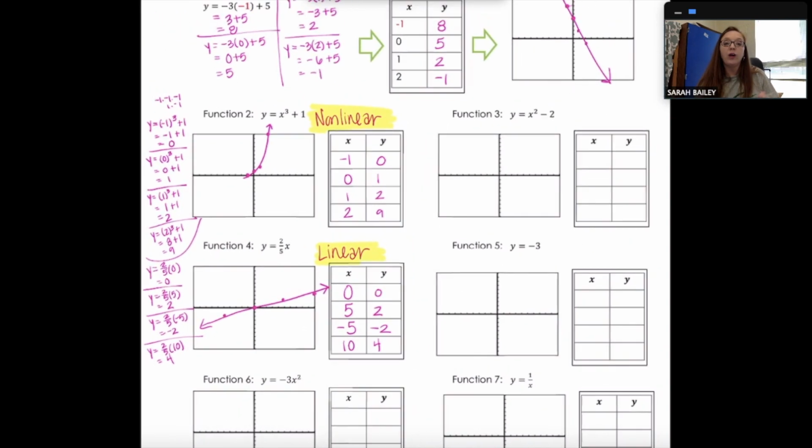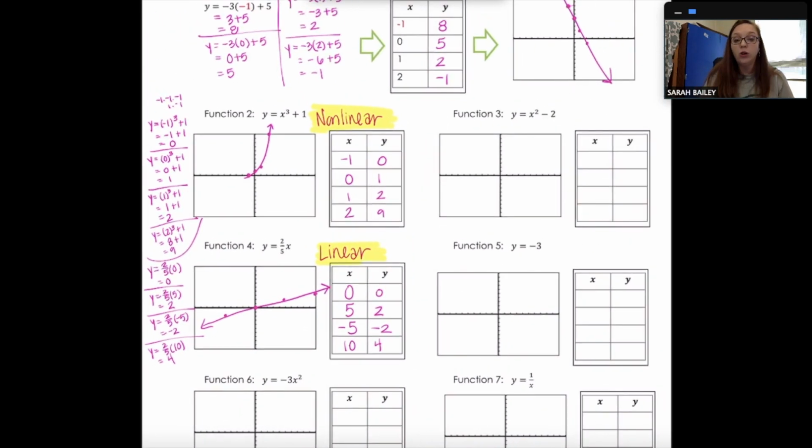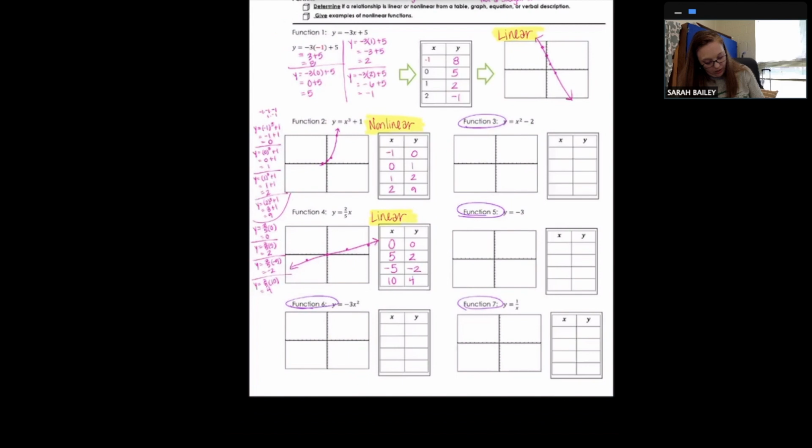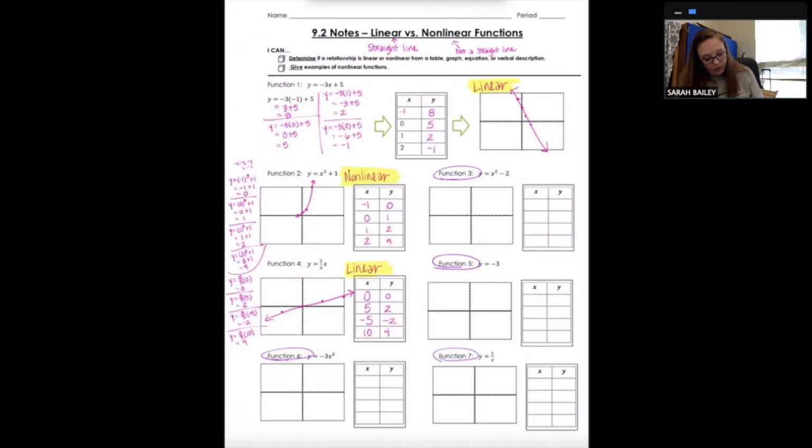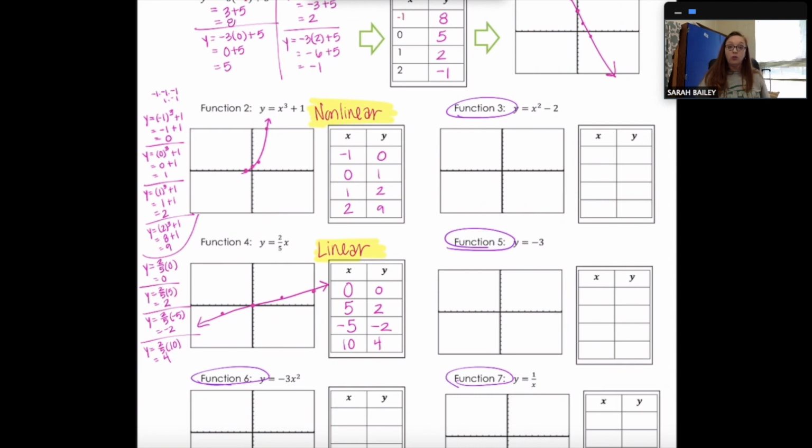Okay, so what I'm going to have you do is I want you to go ahead and do functions 3, 5, 6, and 7. So pause the video and complete those just like I showed you, and then we'll check. Good luck.